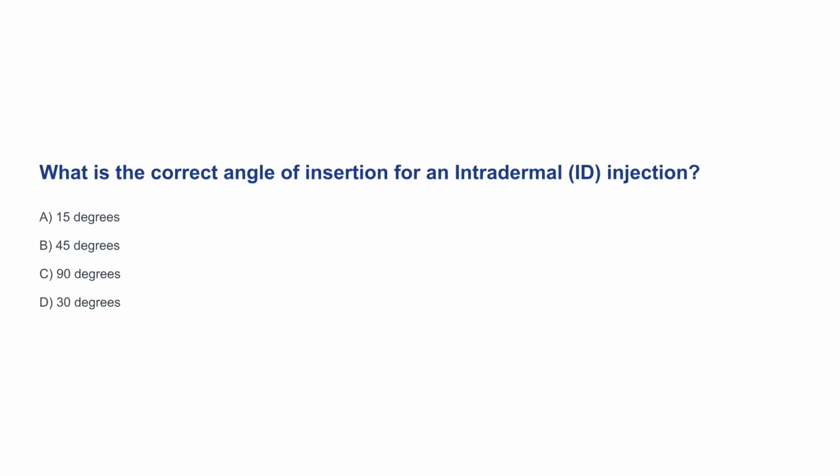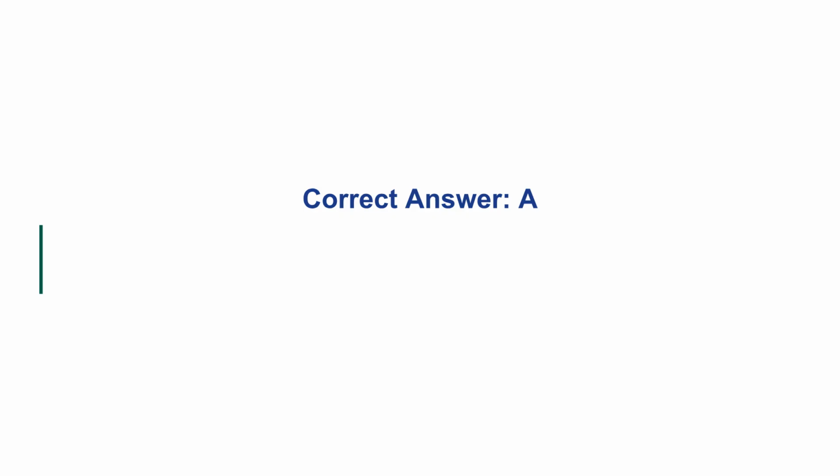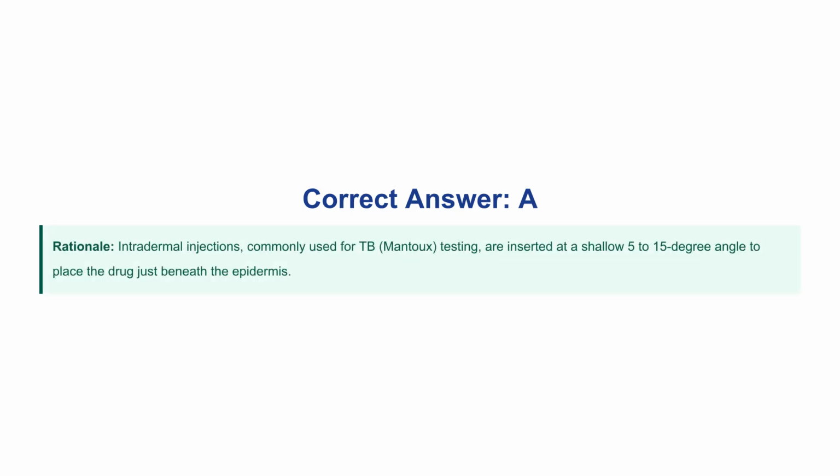What is the correct angle of insertion for an intradermal ID injection? The correct answer is A, 15 degrees. Intradermal injections, often used for TB testing, are inserted at a shallow 5 to 15 degree angle to place the drug just beneath the epidermis.